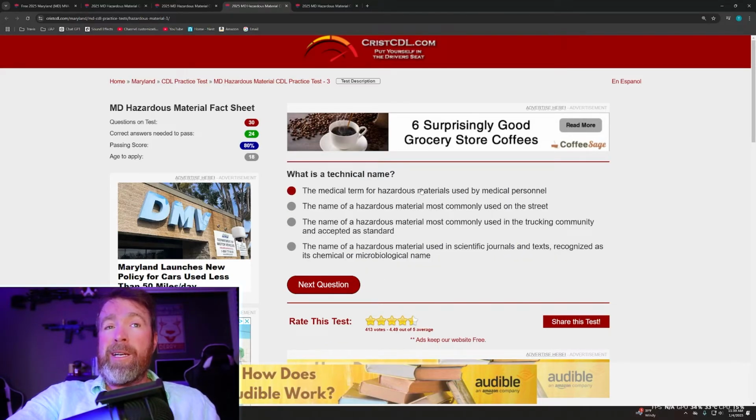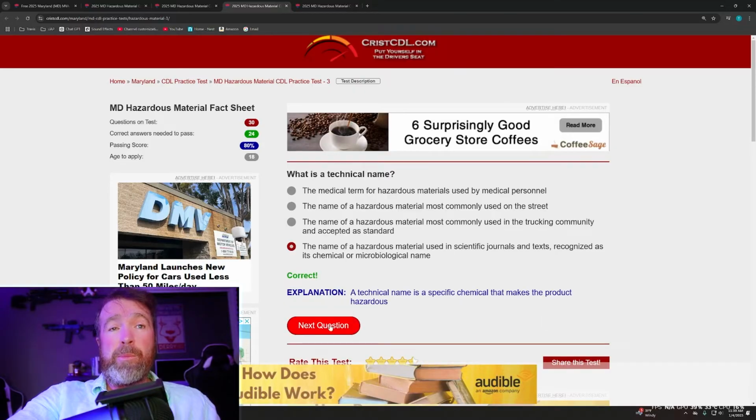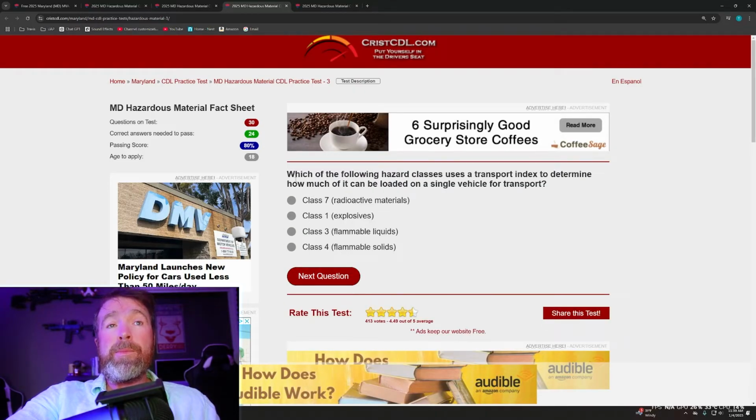What is a technical name? The name of a hazardous material used in scientific journals and texts, recognized as the chemical, biological, and microbiological name. Which one of the following hazard classes uses a transport index to determine how much of it can be loaded on a single vehicle? Radioactive materials, class 7.